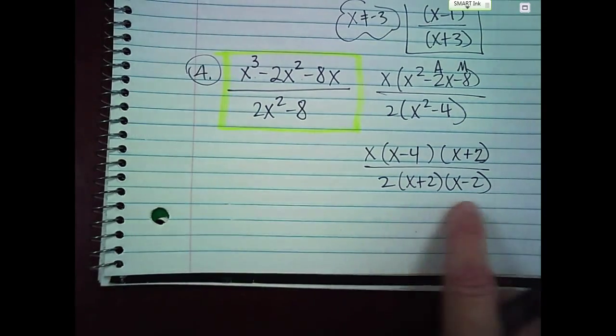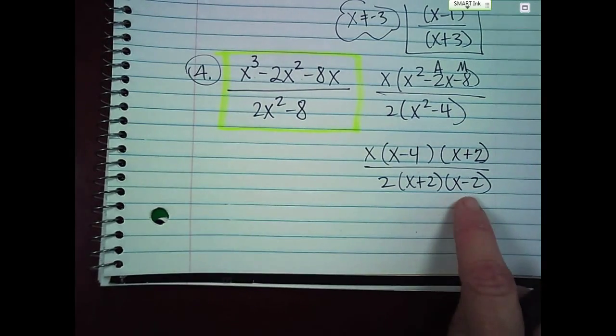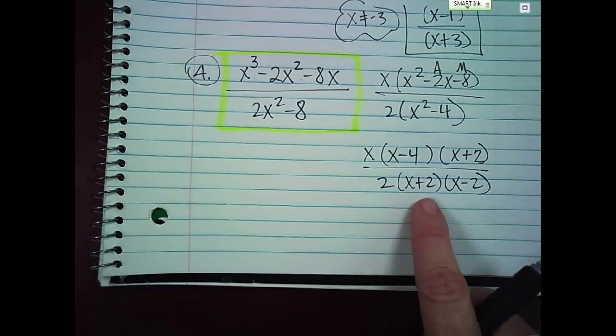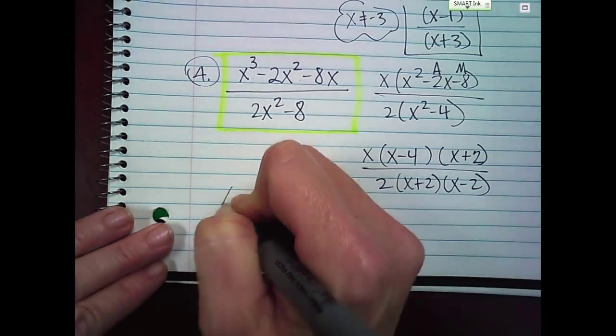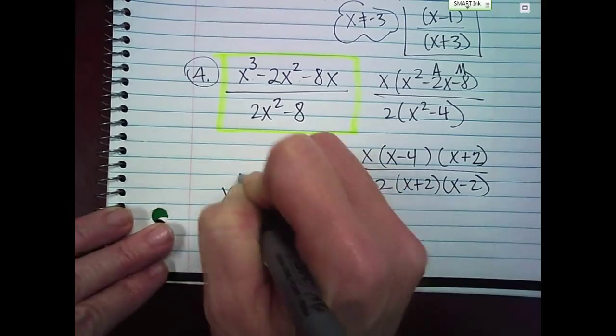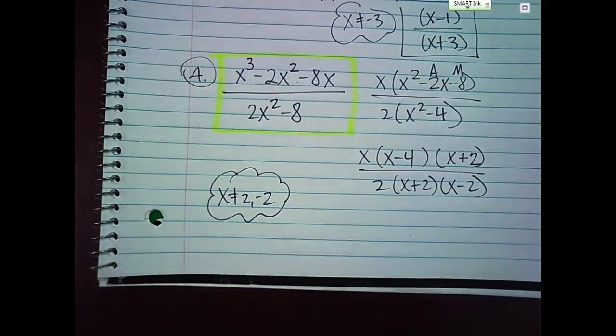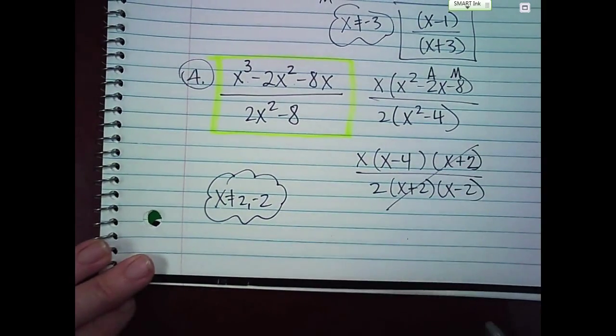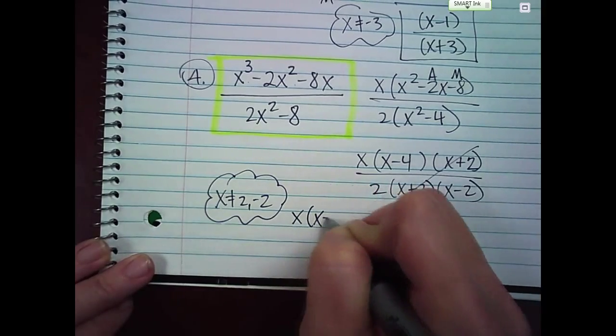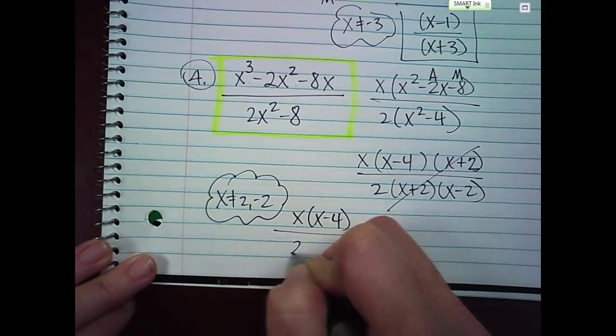So what's going to make the denominator 0? 2 is going to work here. What's going to be here? -2. So x is not allowed to be 2 or -2. And then now you can cancel. You end up with x times x minus 4 over 2 times x minus 2.